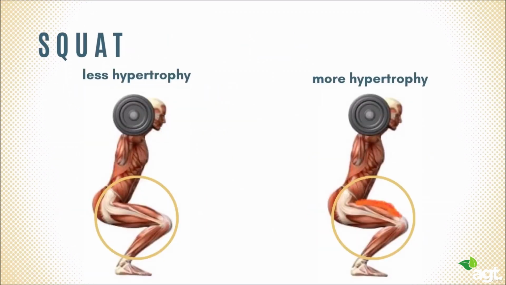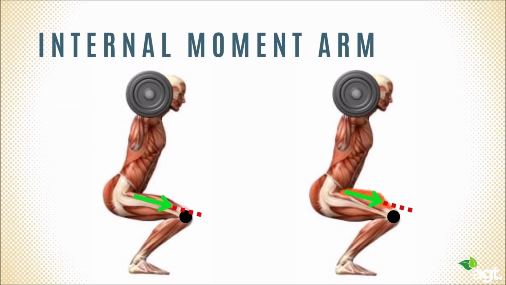Let's say you're performing a squat. On the left side, we have an example with less hypertrophy. On the right side, we have more hypertrophy as the quadriceps is much bigger than on the left side. With less hypertrophy, our resulting force, which is indicated with the green arrow here, goes almost directly through our knee joint. If our quads are huge and have a high amount of hypertrophy though, the resulting force on the right side points further away from the knee joint.